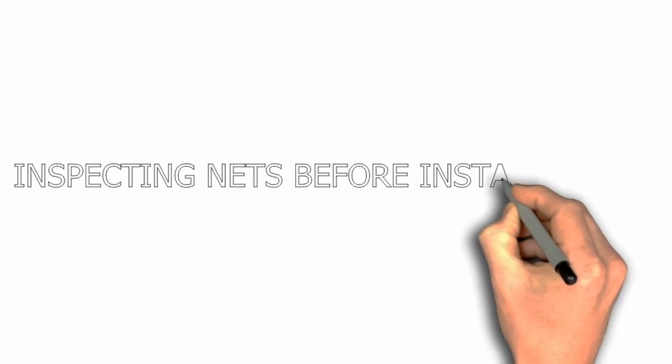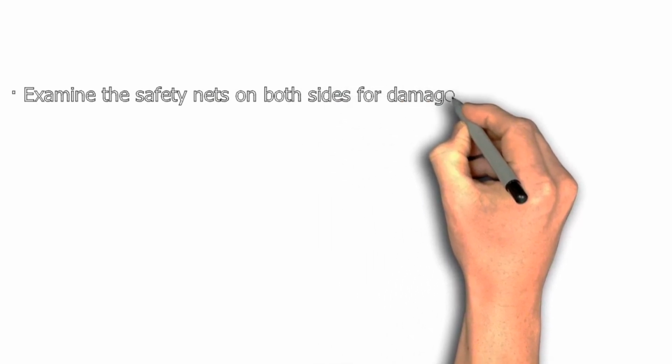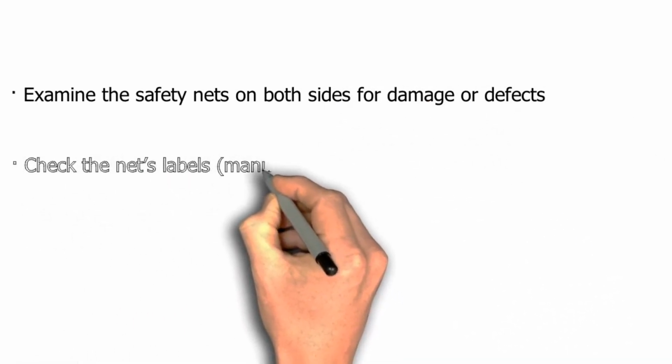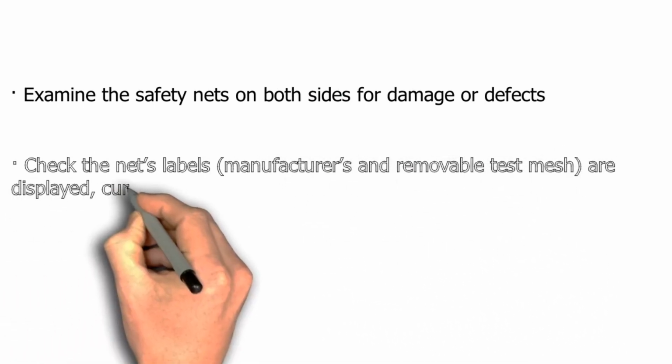Inspecting nets before installation. Examine the safety nets on both sides for damage or defects. Check the net's labels, manufacturers and removable test mesh are displayed, current and valid.